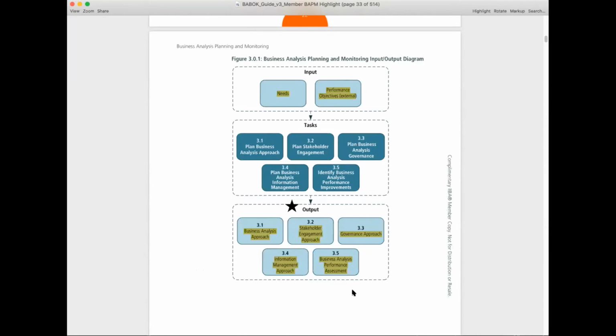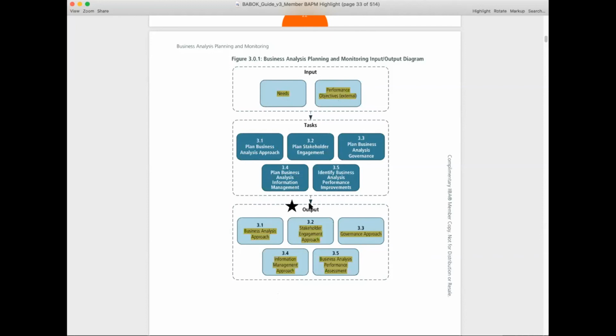All right, so this figure here talks about all of the inputs, tasks, and outputs that are involved in the business analysis planning and monitoring knowledge area. Again, these are related to the overall knowledge area, and then each of these are related to a specific task within that knowledge area. So the inputs include the needs and the performance objectives, and then our tasks again include plan business analysis approach, plan stakeholder engagement, plan business analysis governance, plan business analysis information management, and identify business analysis performance improvements.